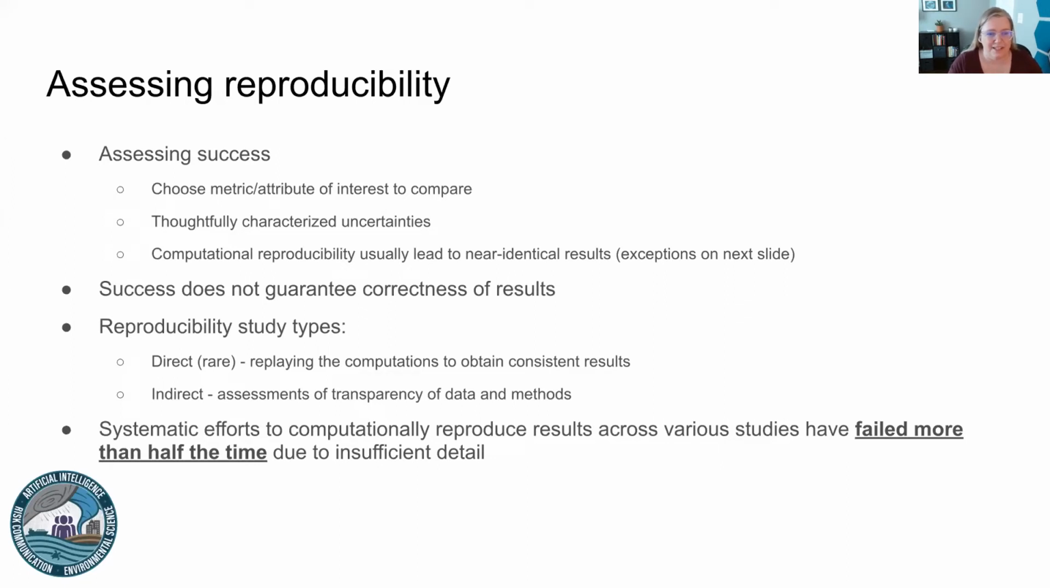So there are a couple of different types of reproducibility studies. The first is direct, which is honestly pretty rare, which is replaying the computations to obtain consistent results. So this is where you literally take everything and just reproduce the results and you're done. Indirect reproducibility studies do assessments of transparency of the data and methods of studies to try to understand if it's possible to reproduce the study. These are much more common, obviously, because there's really not a lot of funding to just redo people's results. Systematic efforts to computationally reproduce results across various studies have found that they've failed to do so. Like I had mentioned with the replicability crisis, less than half of the time have they been able to do so. And that's been evaluated as due to insufficient details.